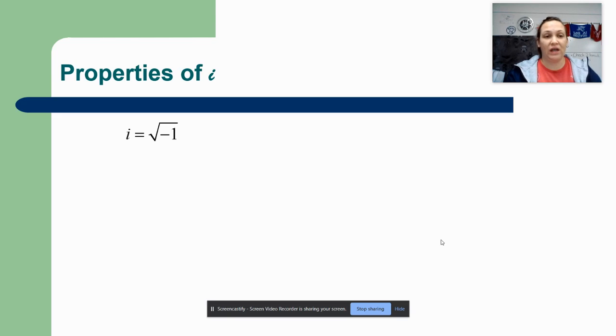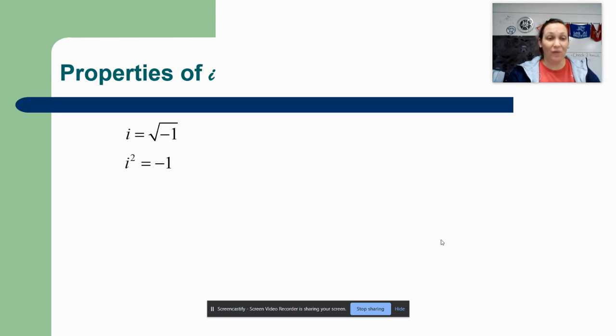Now, briefly yesterday, I talked about how if you square the number i, you get -1. i is the only number in the world that when you square it will give you a negative answer. Essentially, what is happening is you are squaring a square root, and those two things will cancel each other out, leaving you with the number that was on the inside, -1.